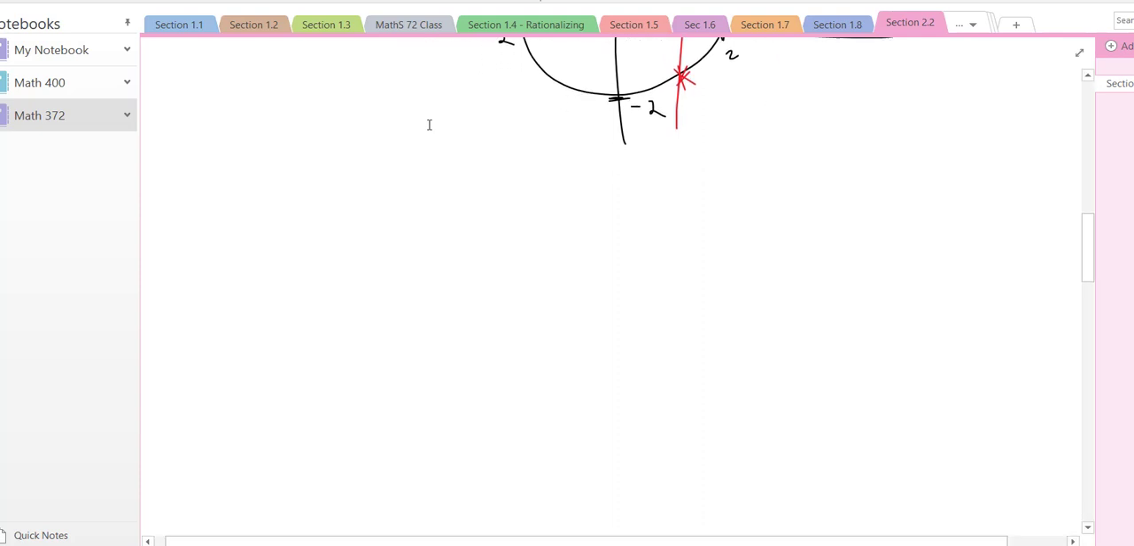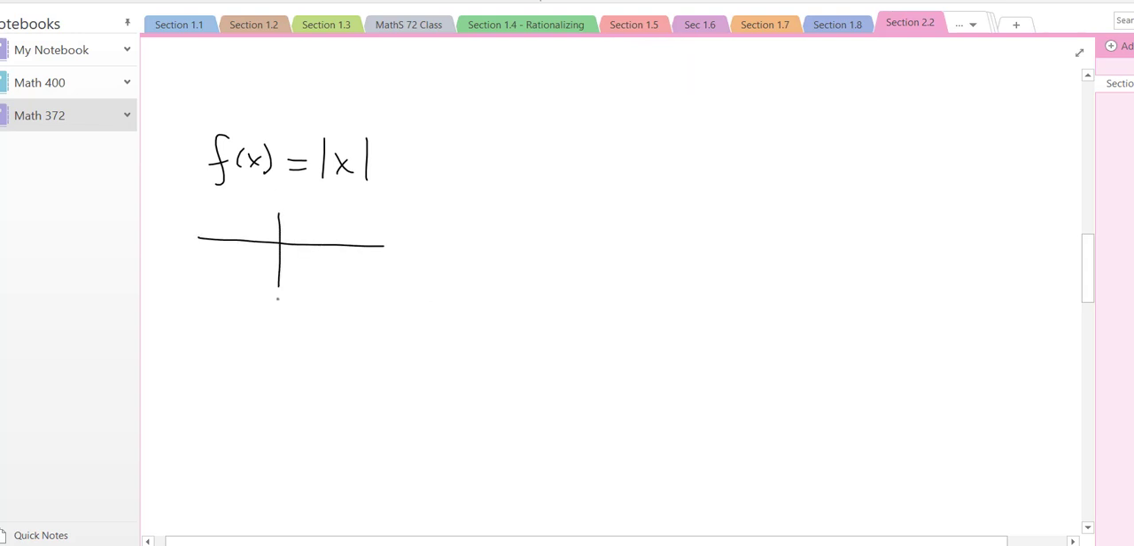Okay, so now let's graph the absolute value of x. So say I have f of x is the absolute value of x. And we can do it, I'm going to show you 2 ways of doing this. We can do it by doing a table of values.